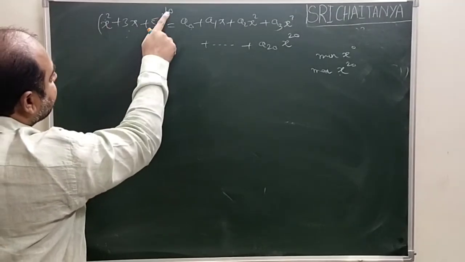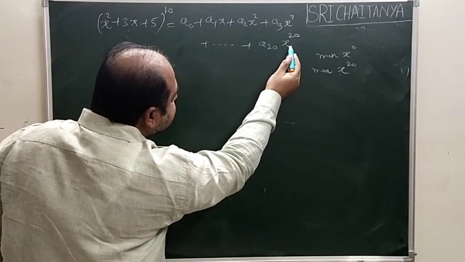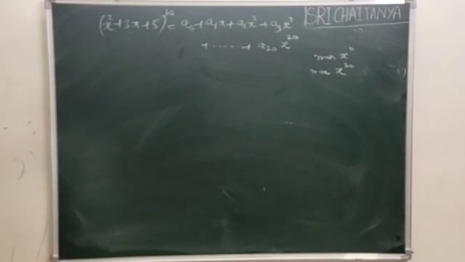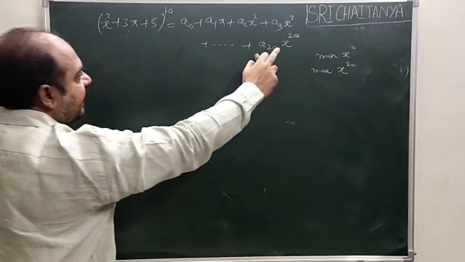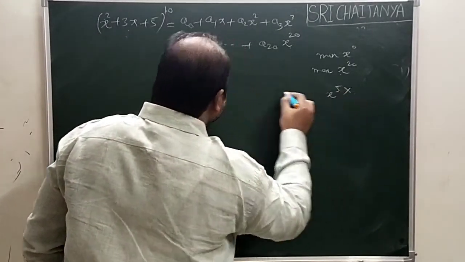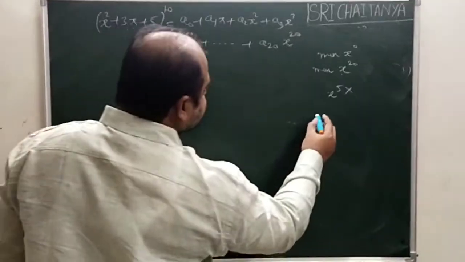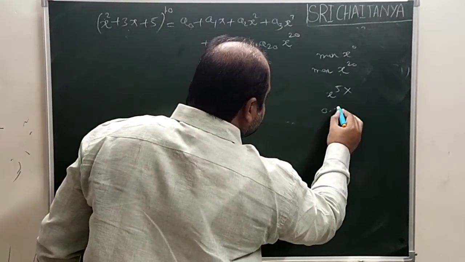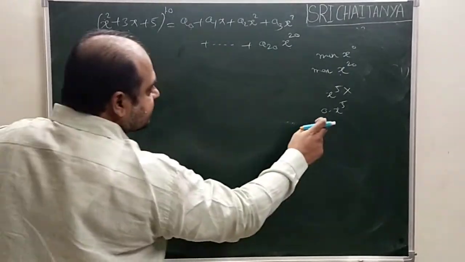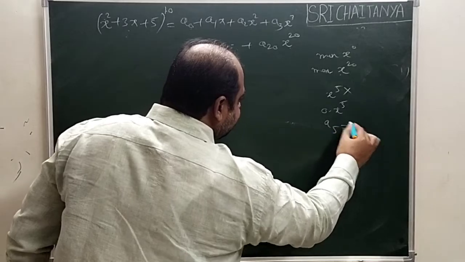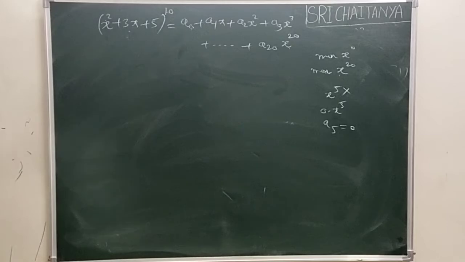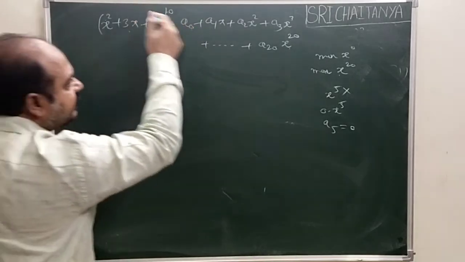By looking at the maximum power x power 20, he will give it like this: a0, a1, a2 and so on up to a20. That means this expansion will have that maximum power. Suppose in between x power 5 is not there in this multiplication, that means you will get 0 into x power 5. If in the expansion x power 5 is not there, that means a5 is 0, like that. Depending on the maximum power, he will give like this.